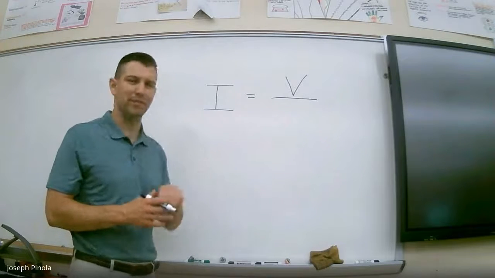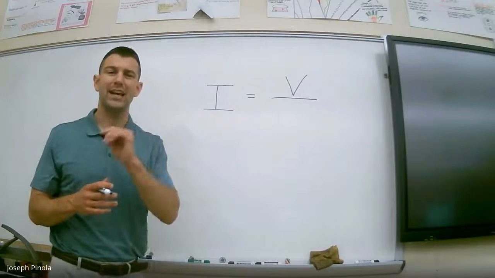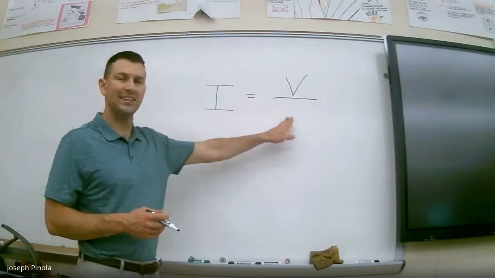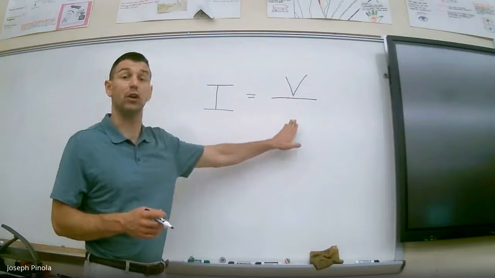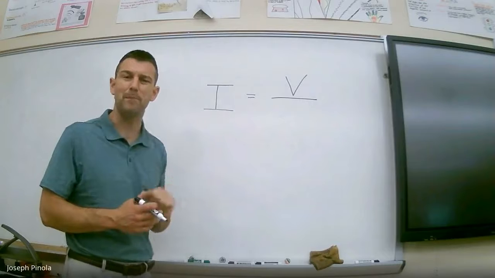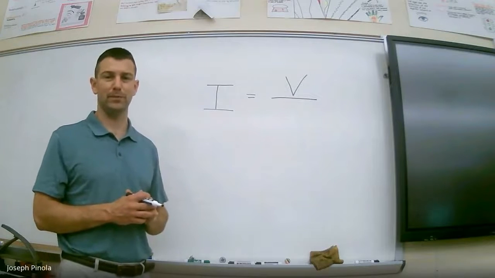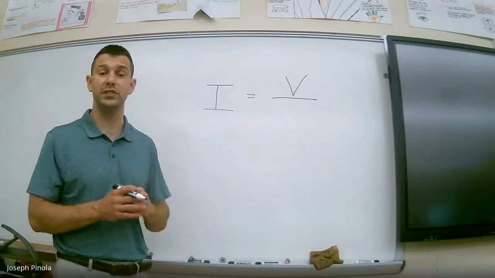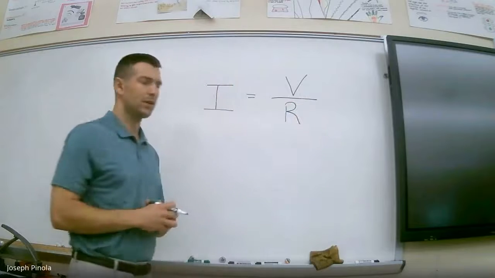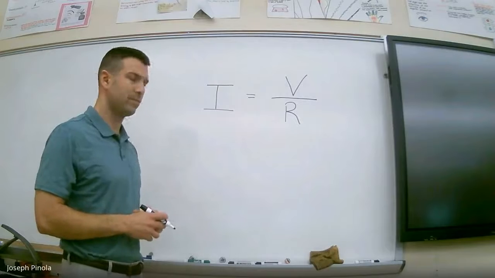But what about the bottom of my fraction? The bottom of any fraction is going to be a factor that has an inverse relationship with the answer. That's because as the denominator of a fraction gets larger, the answer gets smaller, because you're dividing by a bigger number. Which factor had an inverse relationship with current? If you said resistance, you'd be correct. So I'll put a capital R to represent resistance on the bottom of my equation.